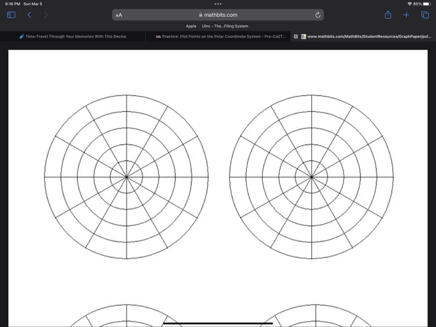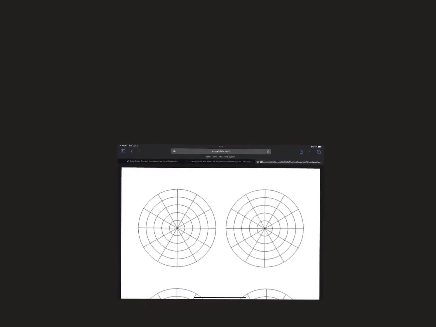So the first thing I want to do is graph r equals 2. All right? And so I'm setting this up. So we have some polar graphs we can use. So there's my first equation that I want to graph. So I am going to make a table for this, just like I would with regular coordinates, except it's r, theta.